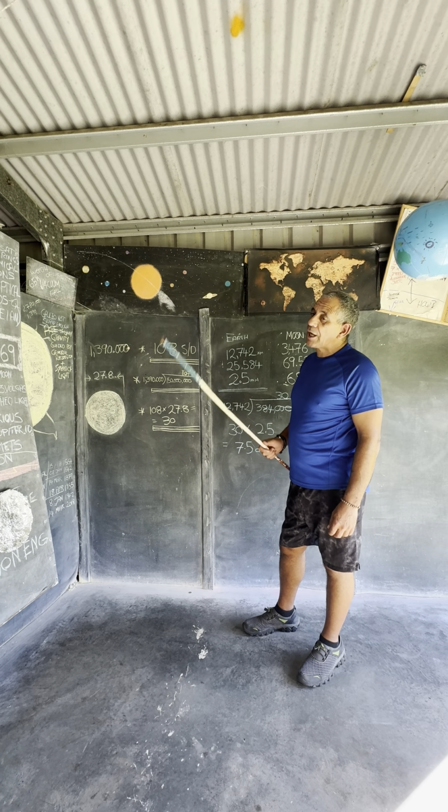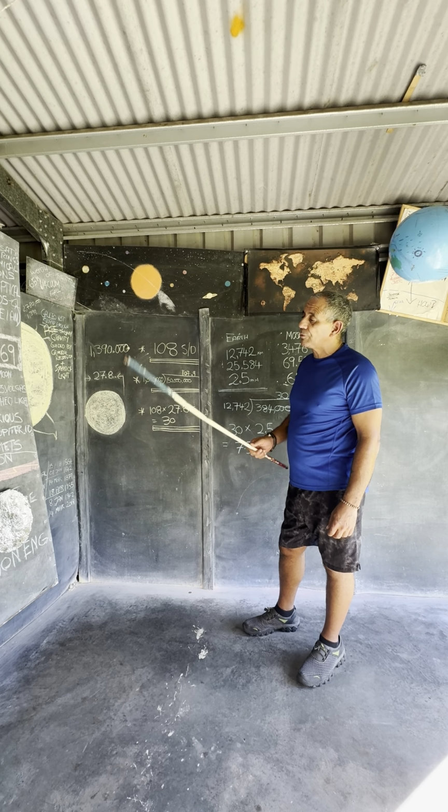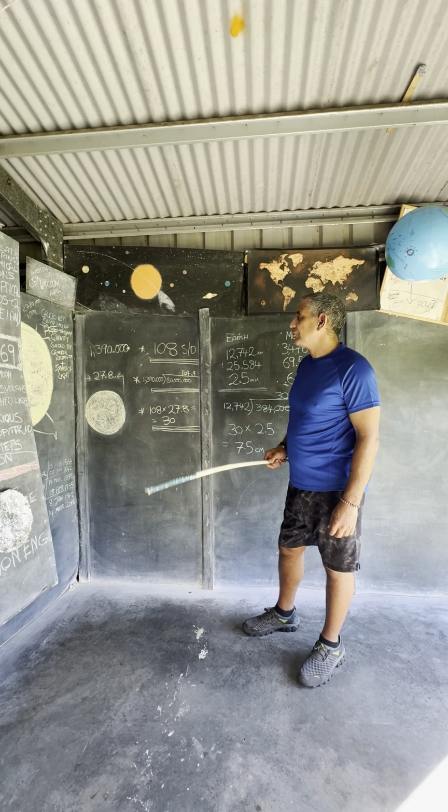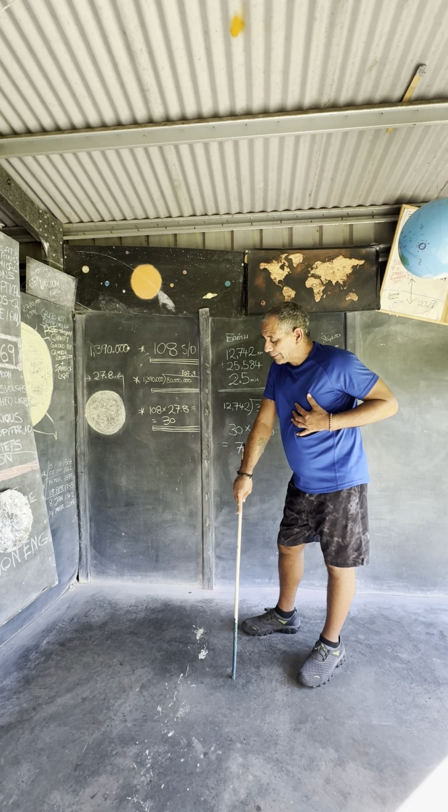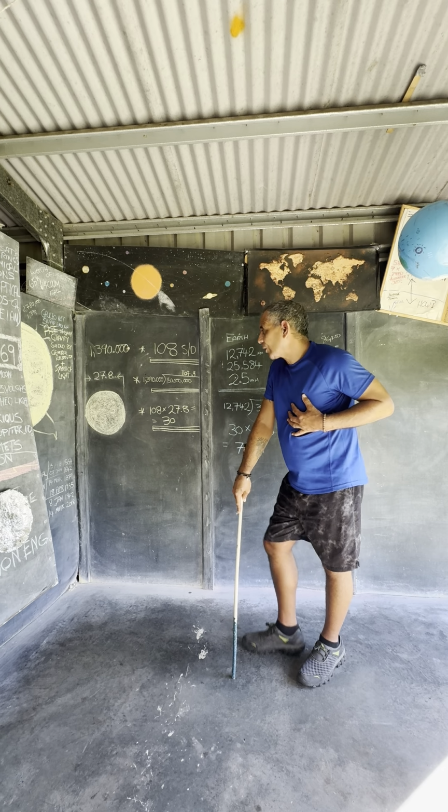Alexa, what's 139 multiplied by 2? 139 times 2 is 278. Thanks, Alexa.